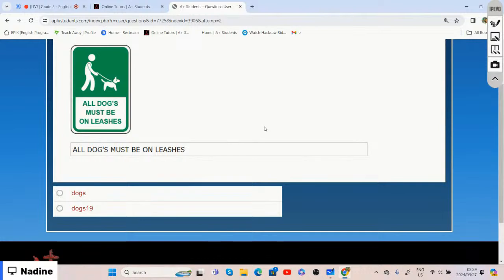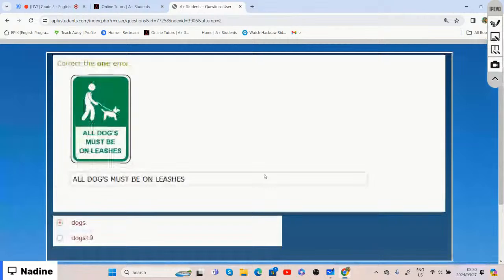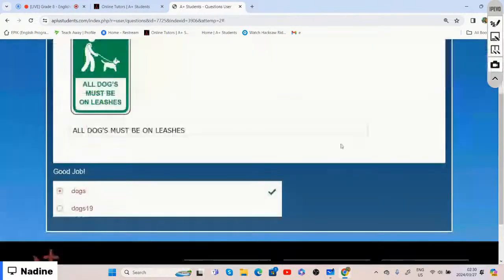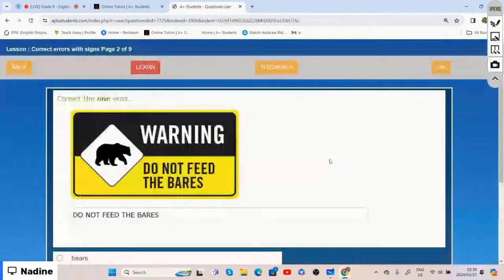That is how we correct that sentence. Not even the sentence, the poster. All right, and if we correct that poster, then we can say all dogs must be on leashes, because the apostrophe-s is like saying all dogs is, right? So we only say all dogs, referring to plural for dogs, more than one, right? And dogs is correct. So well done.